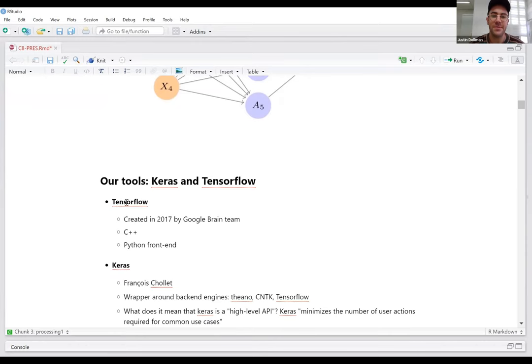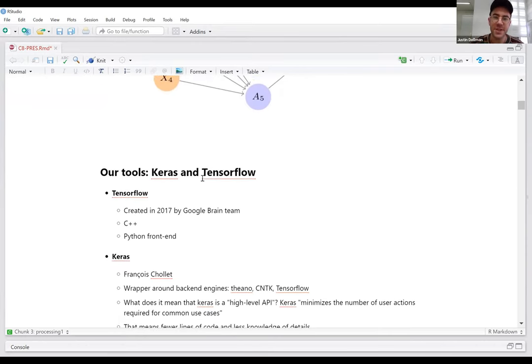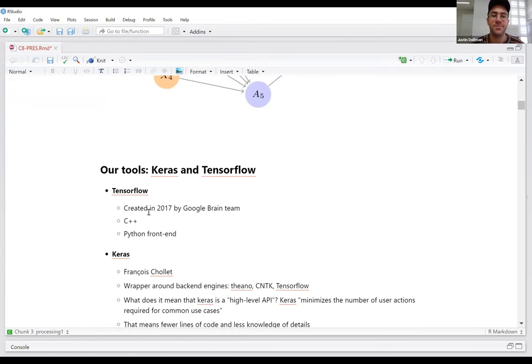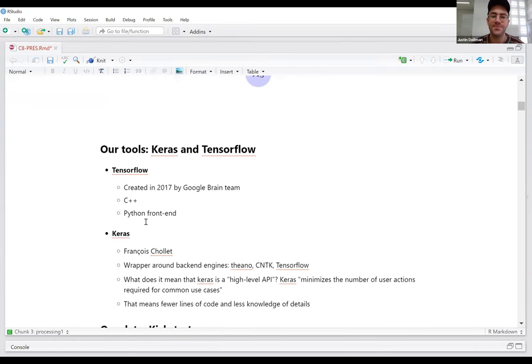Super briefly, TensorFlow is a bunch of code written in C++ that you can access from Python. So you'd say the Python is a front end for TensorFlow, created by some fancy people at Google Brain. And so that's nice.